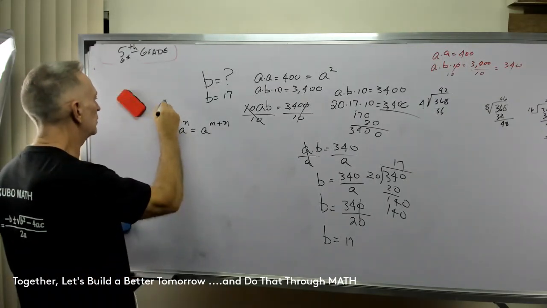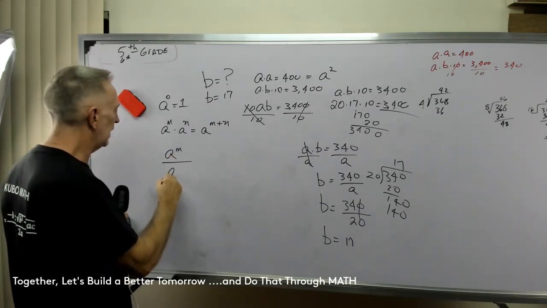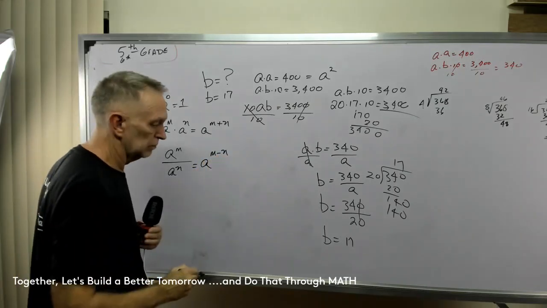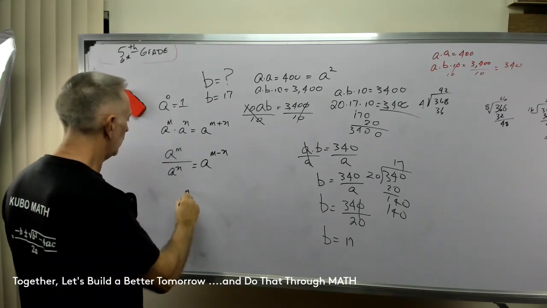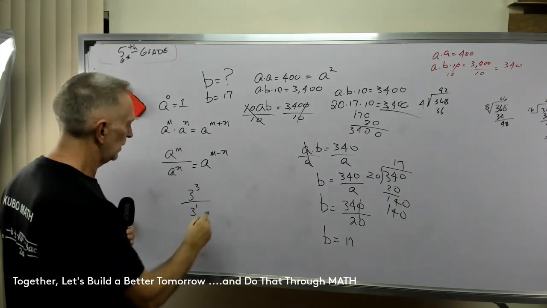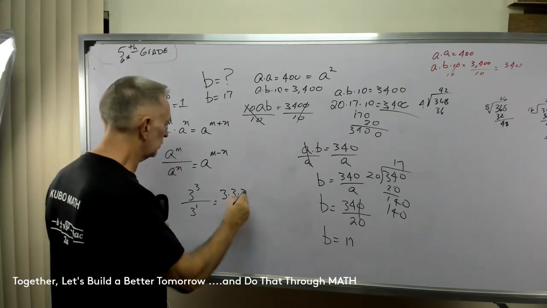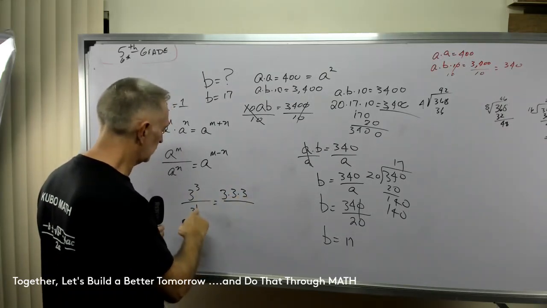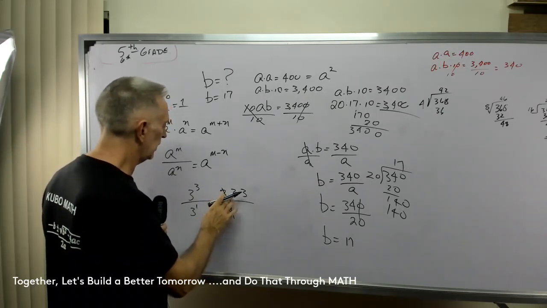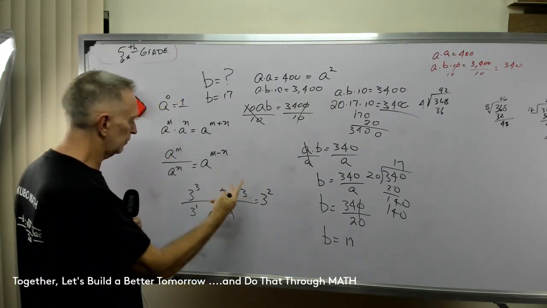Okay, we said a to the 0 equals 1. What if I have a to the m divided by a to the n? That's a to the m minus n. Okay, so now 3 to the third power divided by 3 to the first power. Now we know that's 3 times itself 3 times, 3 times 3 times 3, divided by 3 times itself 1 time. That cancels, that's 1. 1 times 3 is 3. So what does this mean? That's 3 to the second power. 3 times itself 2 times.